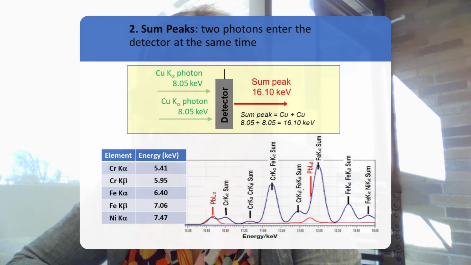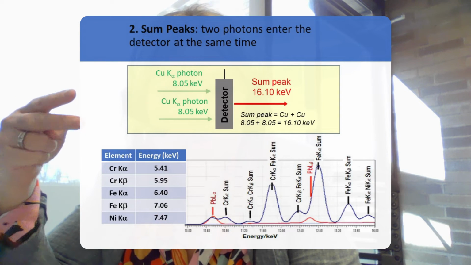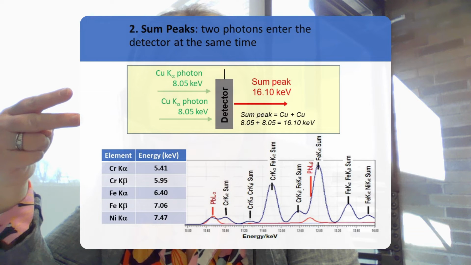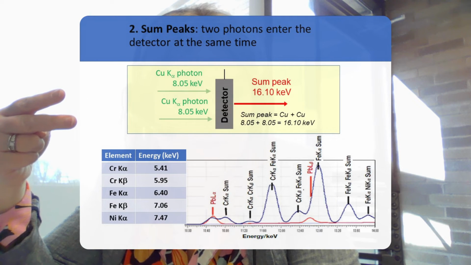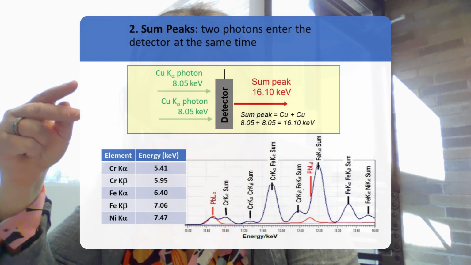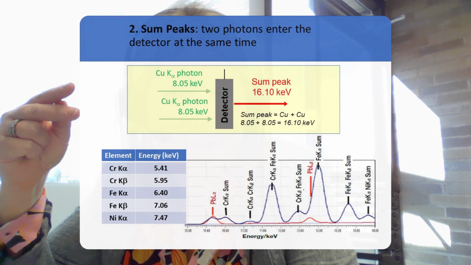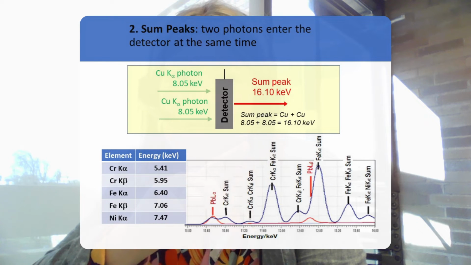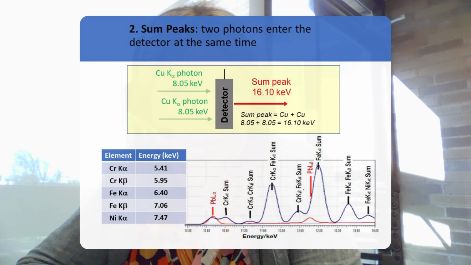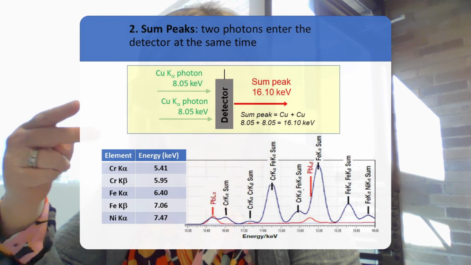Well, SDD detectors can count incoming X-rays very fast, remember in approximately a millionth of a second, depending on the X-ray tube and current. The instrument may be emitting X-rays faster than they can be counted by the detector. So some sum peaks arise when two X-rays hit the detector in the same millionth of a second time frame, which causes the detector to respond as if a single X-ray having an energy equal to the sum of the individual X-rays hit it. In this figure at the top, you can see that two copper K-alpha X-rays hit the detector at the same time. The detector responds as if a single X-ray photon having an energy of twice that, which would be 16.10 keV, hit it instead of two X-rays with half that energy each.